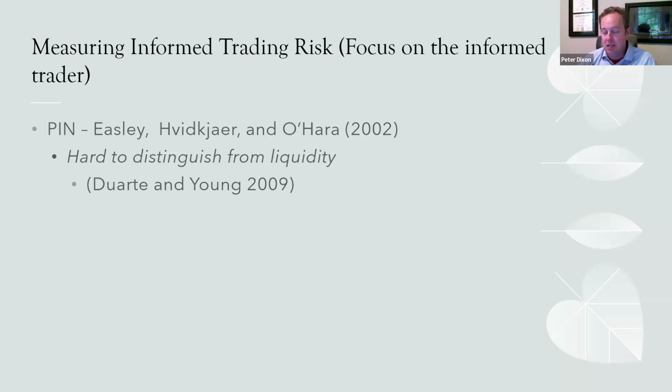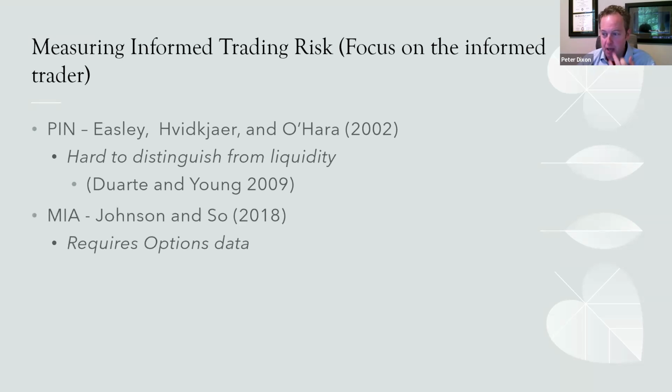The earliest and most prominent is the PIN measures, which are effectively an abnormal price impact type measure. But these measures have recently fallen out of favor because they're really hard to distinguish from exogenous changes in liquidity. So other researchers have proposed other measures. Johnson and So have an MIA measure, which uses a theoretical link between options markets and equities markets to provide a measure of informed trading.